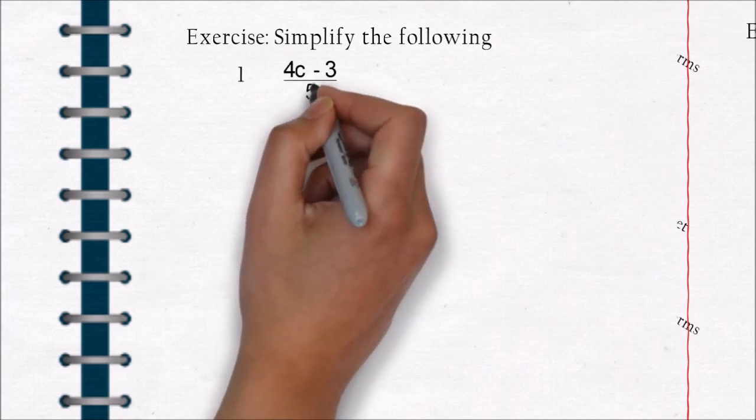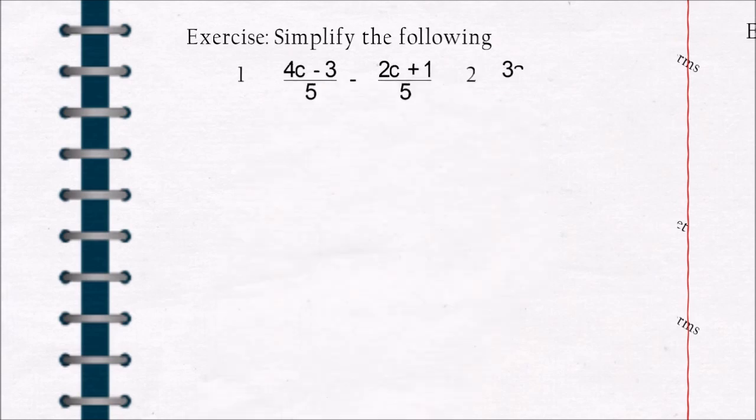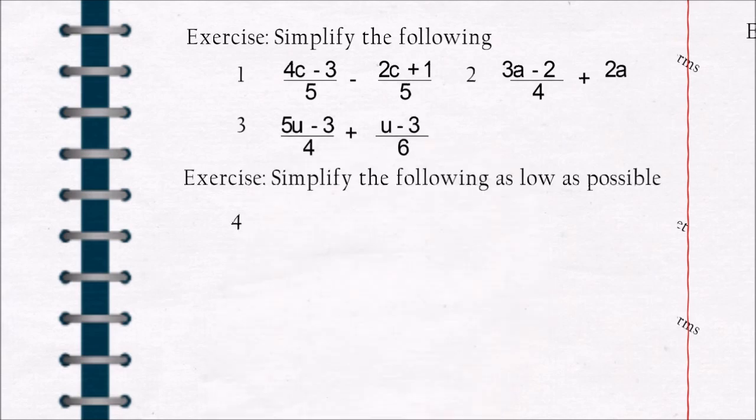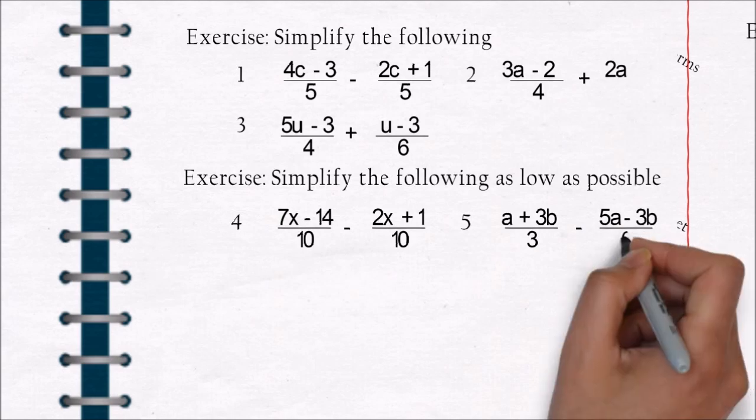Alright, so here's a quick exercise for you to do. Exercise 1, simplify the following. Okay, there you have them. And exercise 2, simplify the following as far as possible. Alright, so you have 5 questions in all.